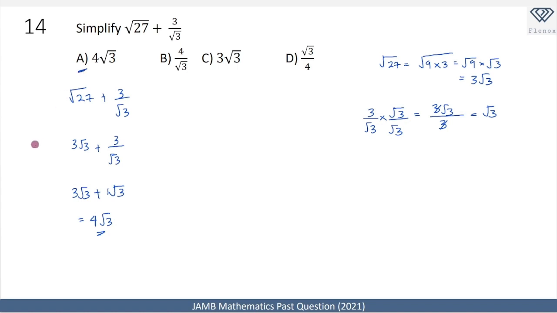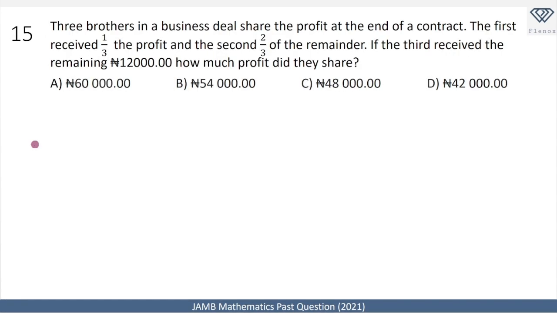If this is not clear, I encourage you to watch our videos on surds, rationalization of surds, and so many concepts that I've discussed in a tutorial session. So let's move on to the next question now.